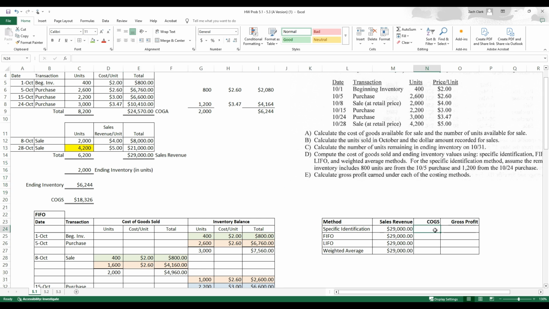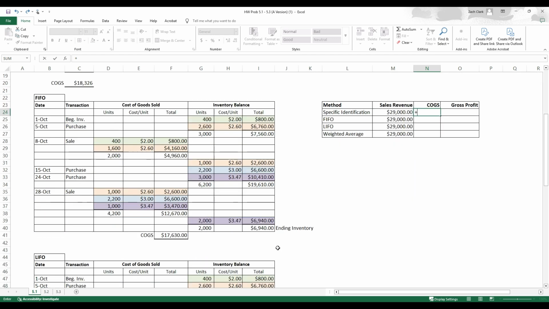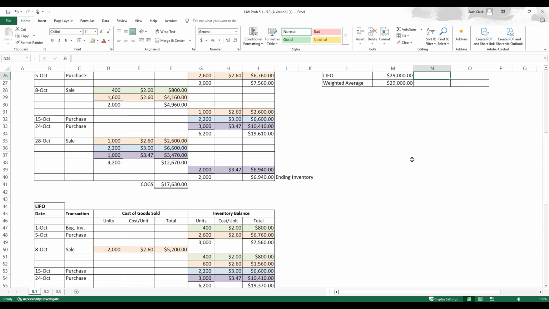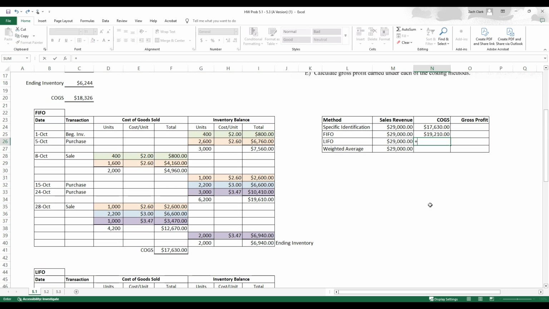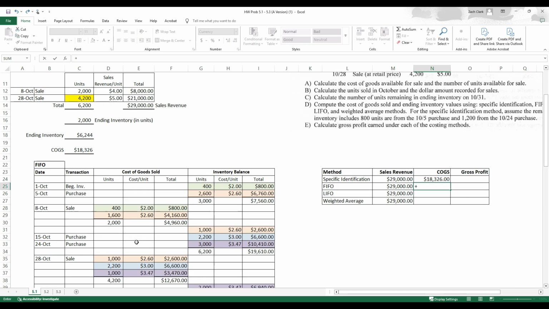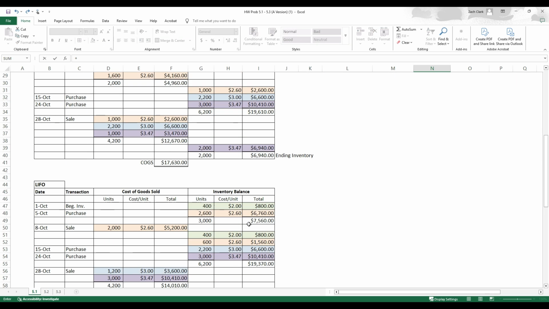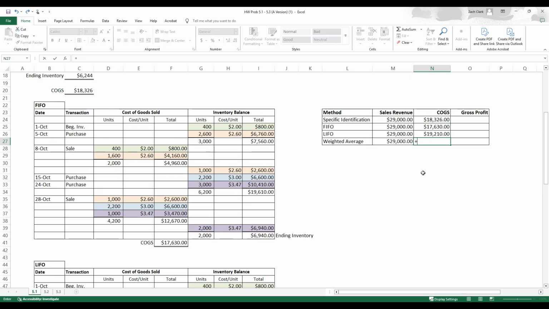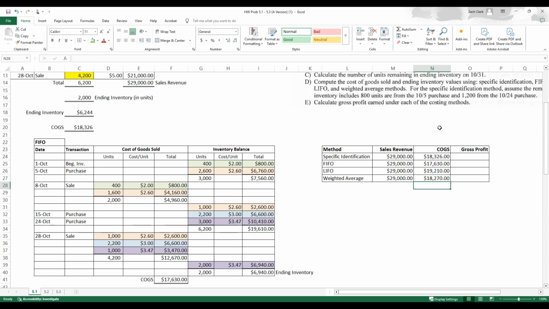Okay, now, because the sales revenue doesn't change for each method, the cost of goods sold is what does. So for specific identification, we had the 18,326. For FIFO, we had 17,630. For LIFO, 19,210. And the weighted average should be somewhere in the middle. And then we take our sales minus our cost of goods sold. And you can see the differences in gross profit under each method.